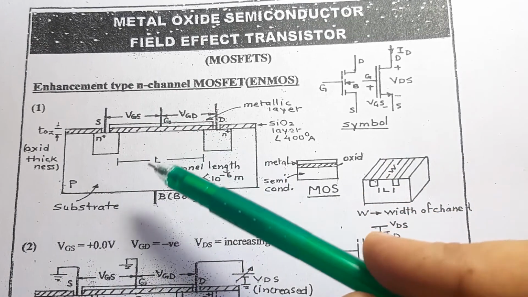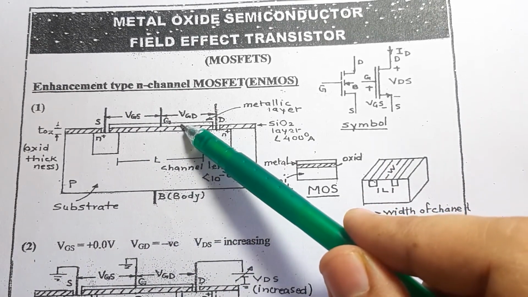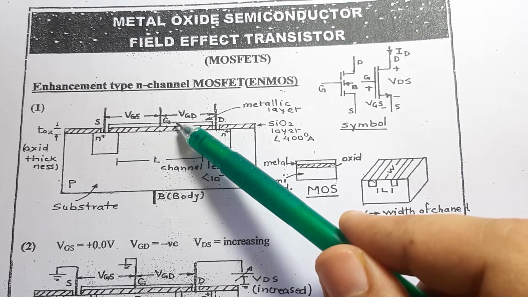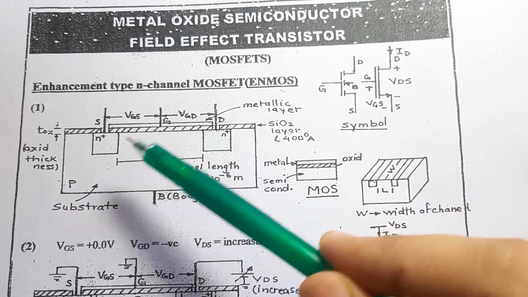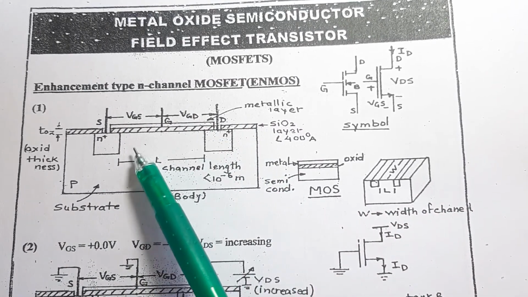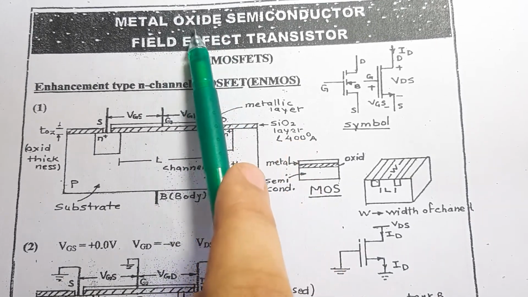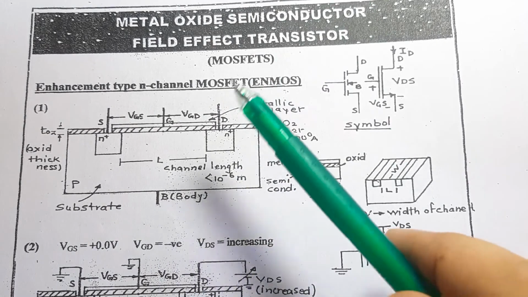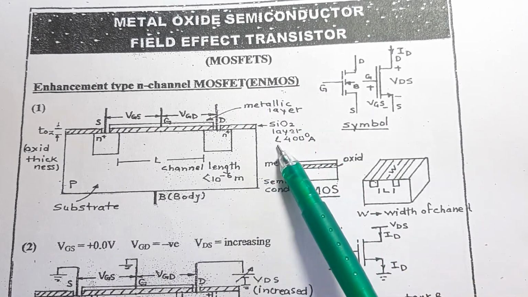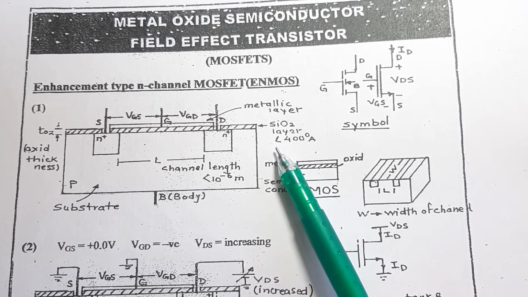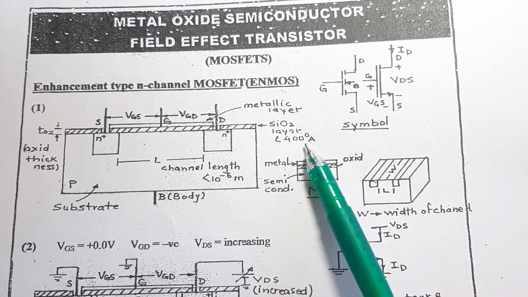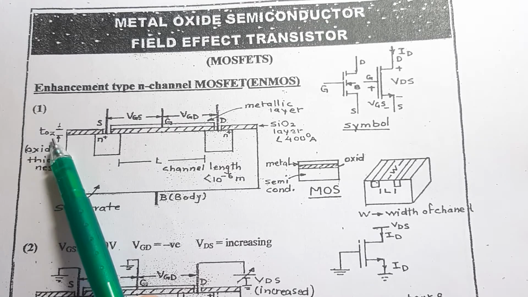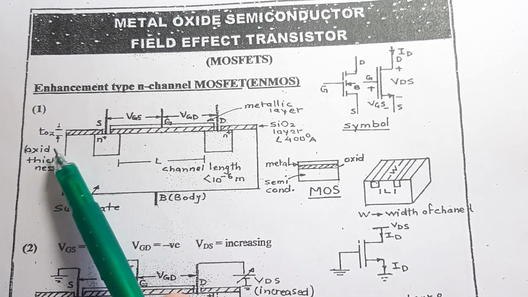Since we have a metal on top, then a dioxide, and then a semiconductor below it, it is known as metal oxide semiconductor. The current which will be generated is due to the field effect, hence the name metal oxide semiconductor field effect transistor, or in short MOSFET or MOSFETs. The oxide layer is very thin in nature, of the order of less than 400 angstrom. The oxide thickness is denoted by TOX.